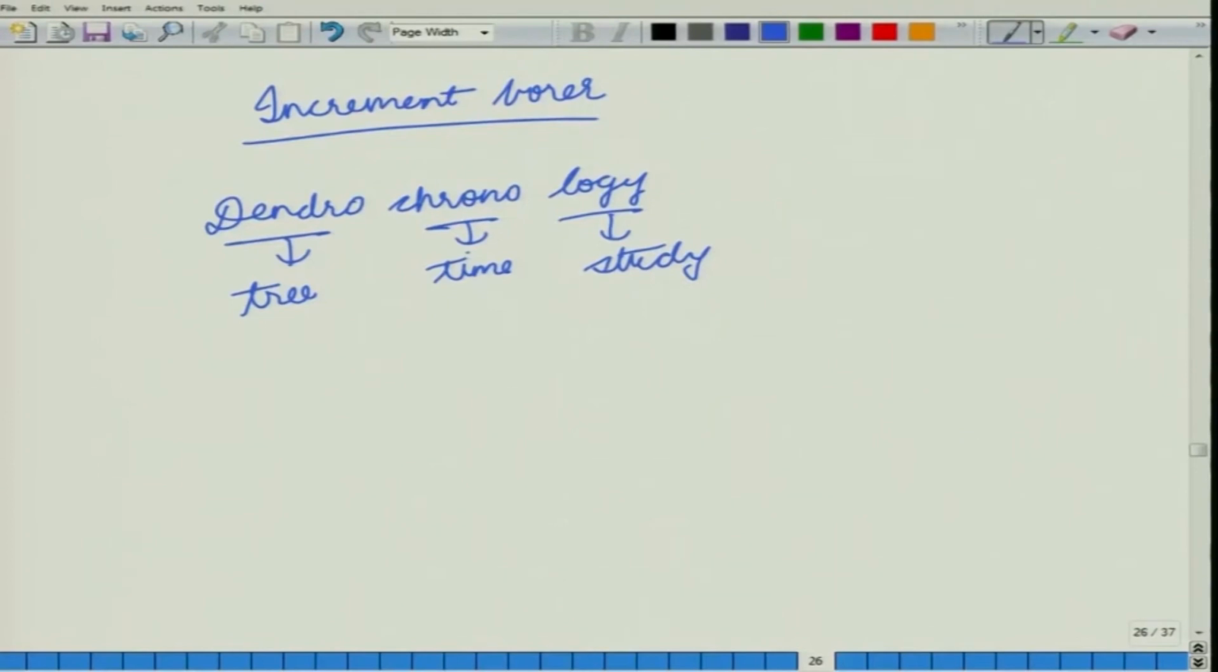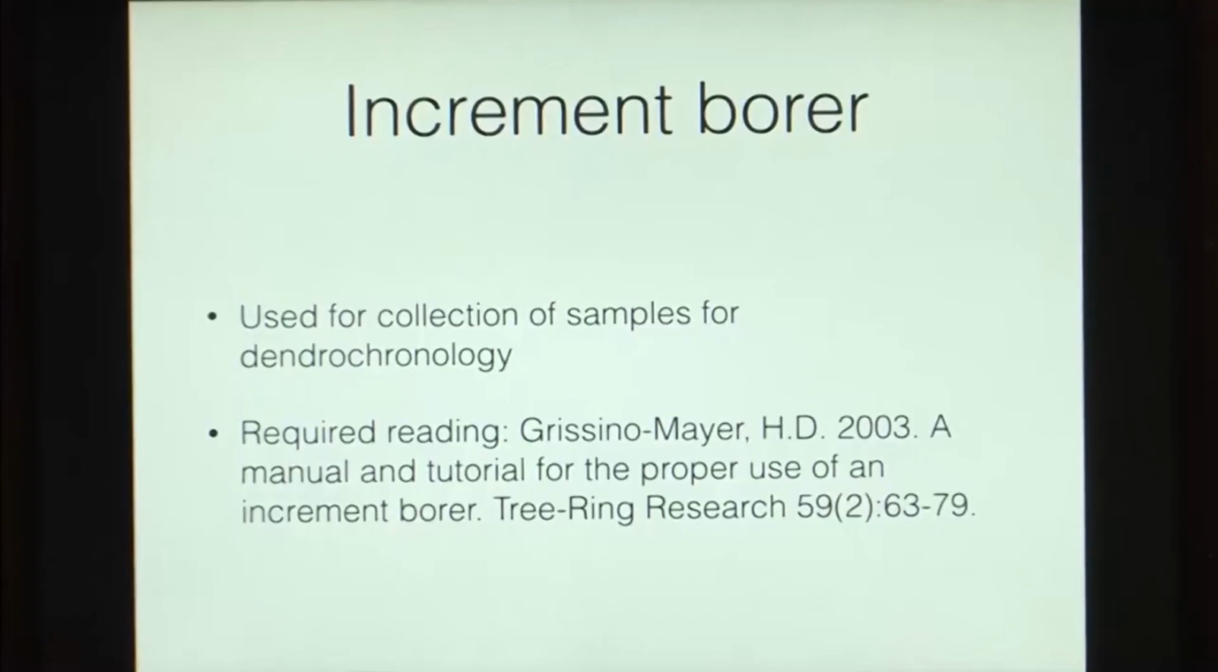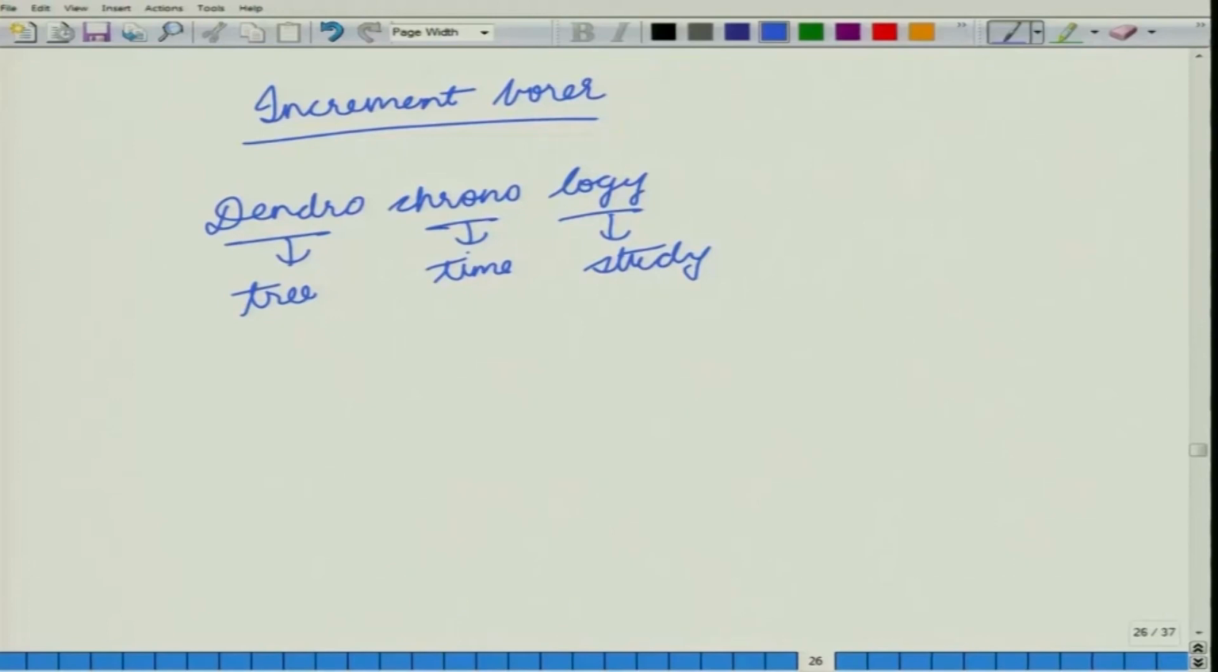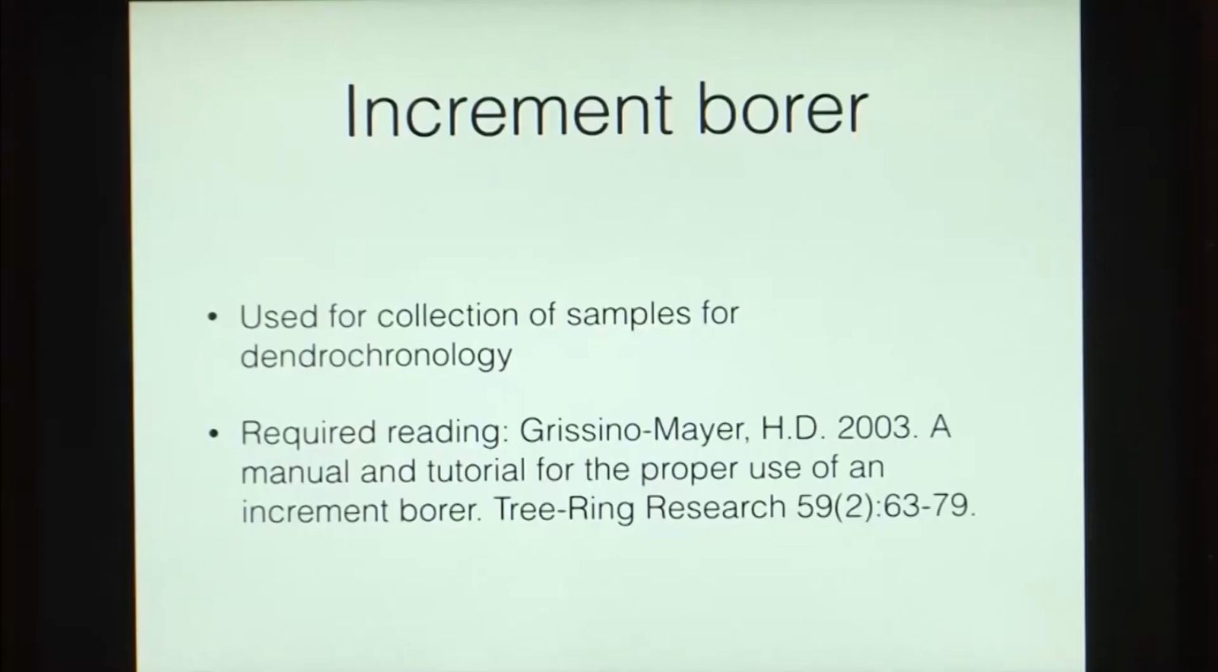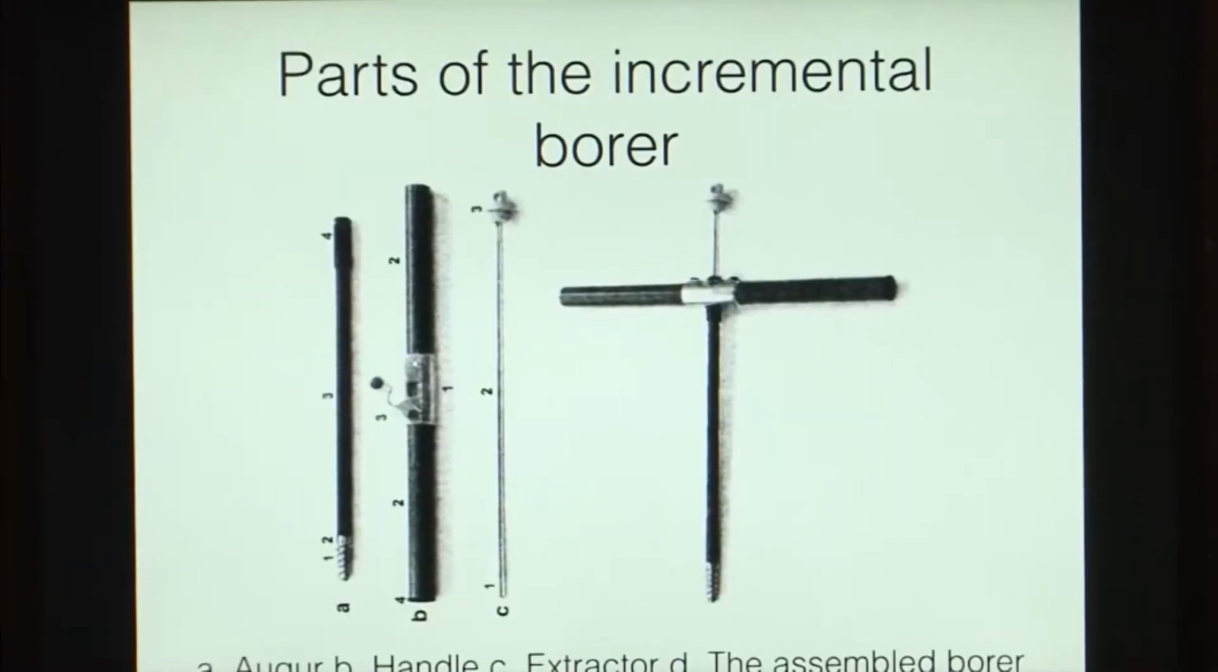If you look at the slide now, it gives us a required reading that you are required to go through. This is a paper by Grissino-Mayer 2003, a manual and tutorial for the proper use of an increment borer. An increment borer is used in a very similar fashion to the bark gauge. This slide tells us the parts of the increment borer. It has three parts. If you go from left to right, it has an auger, a handle and an extractor, and at the very end we see an assembled borer.